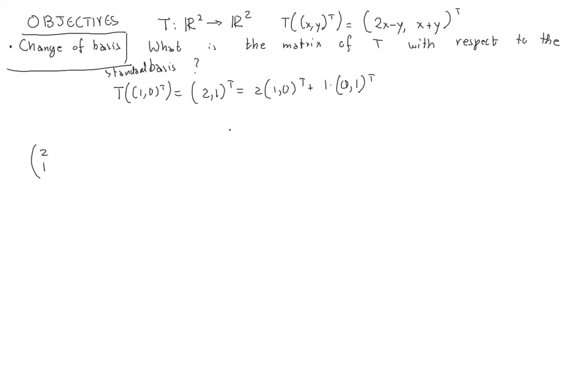And then you're going to do the same thing with the second vector. And you're going to get negative 1, 1. And this is going to be negative 1 times (1, 0) plus 1 times (0, 1). And you're going to put negative 1, 1, right?